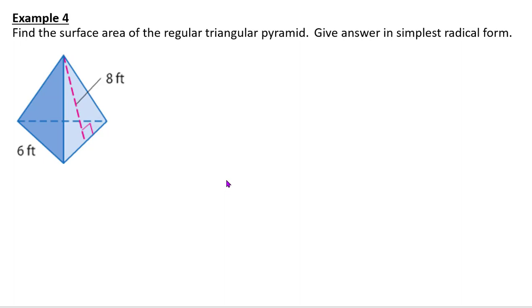Okay, our next example. Find the surface area of the regular triangular pyramid. I was trying to come up with as many examples as possible on this. So again, lateral area: 1/2 your slant height times the perimeter of the base. I have 3 sides, they are each 6. So that is 72 square feet.